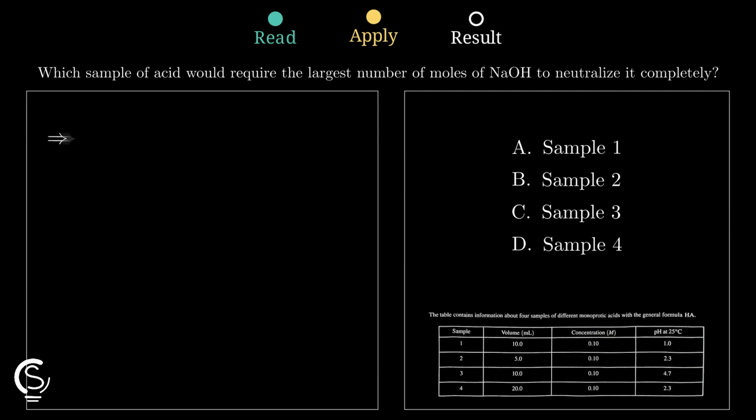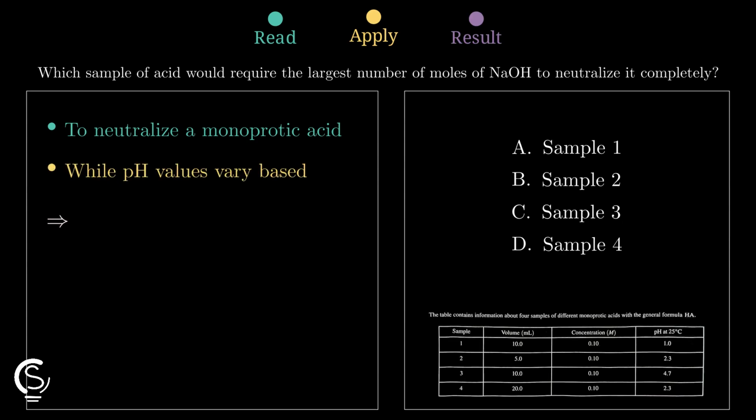While pH values vary based on the strength of the acid, the total amount of base needed depends strictly on the initial concentration and the total volume of the acid sample. Sample 4 contains 2.0 millimoles of acid, which is the highest amount provided. This makes option D our final winner for this chemistry problem.